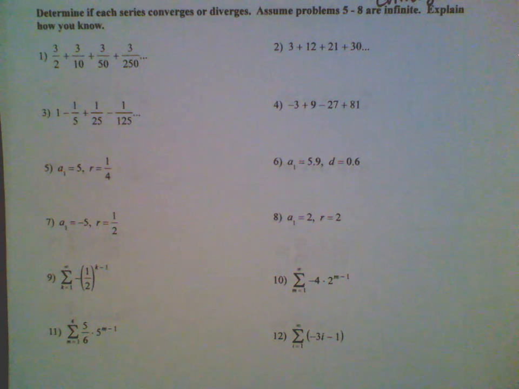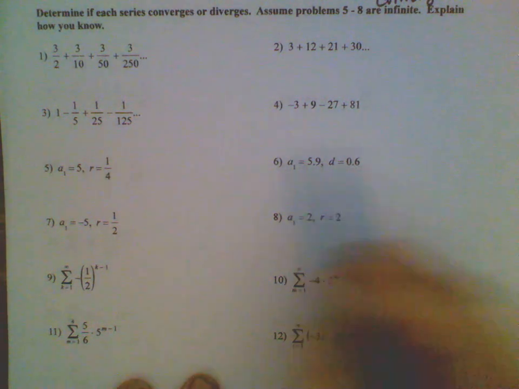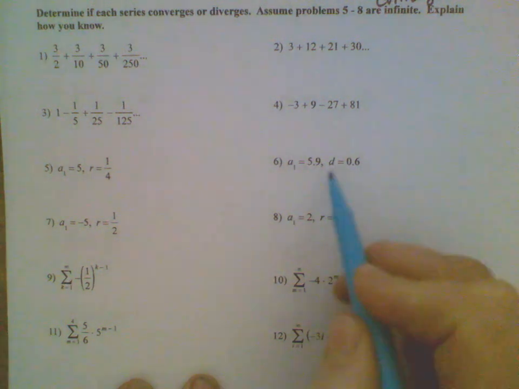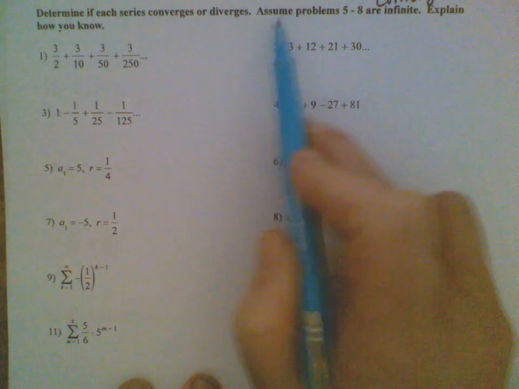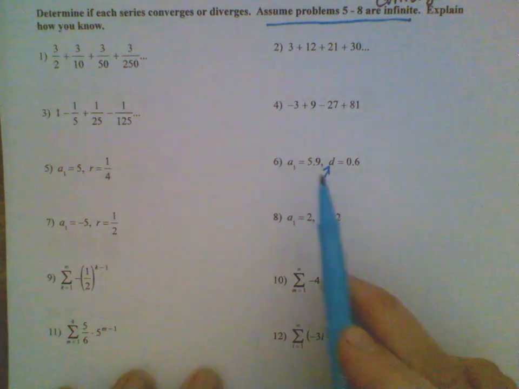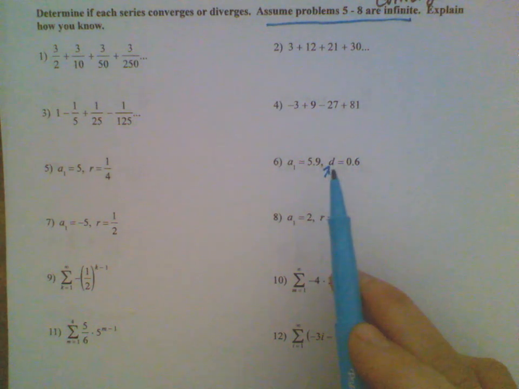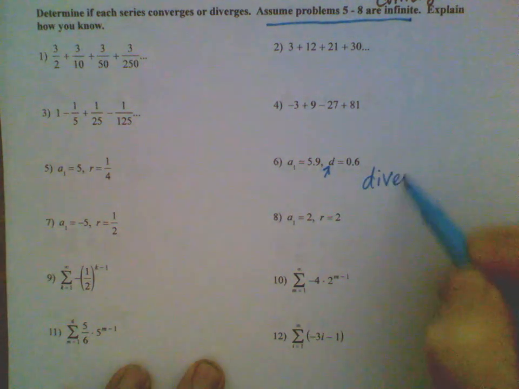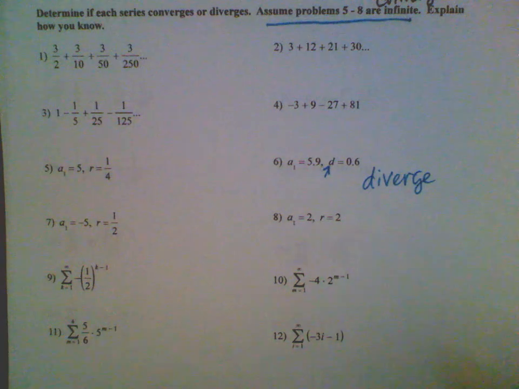So for example, I'm going to do this a little out of order, because number 6 stands out to me. If I see automatically that I have a d involved, now it says assume problems 5 through 8 are infinite, and problem number 6 is within that. I have a d involved, so this must be an infinite arithmetic series, and if it's infinite arithmetic, it automatically diverges. So that's it for that.